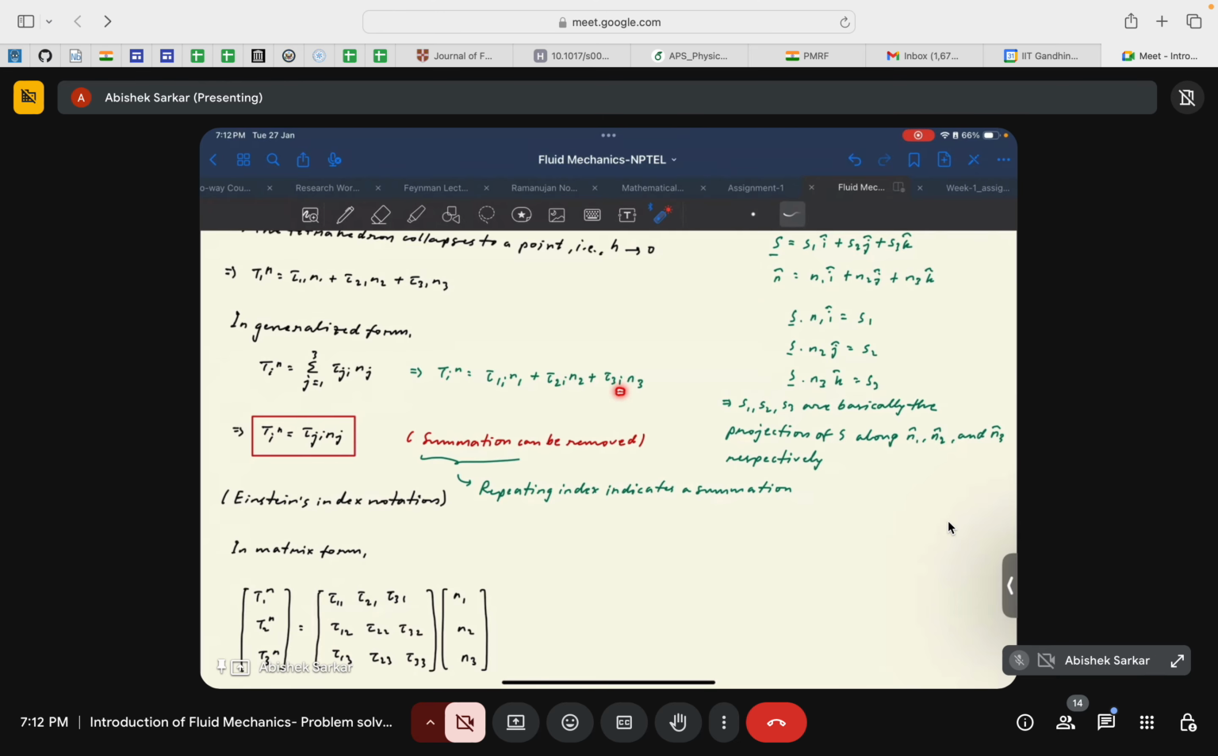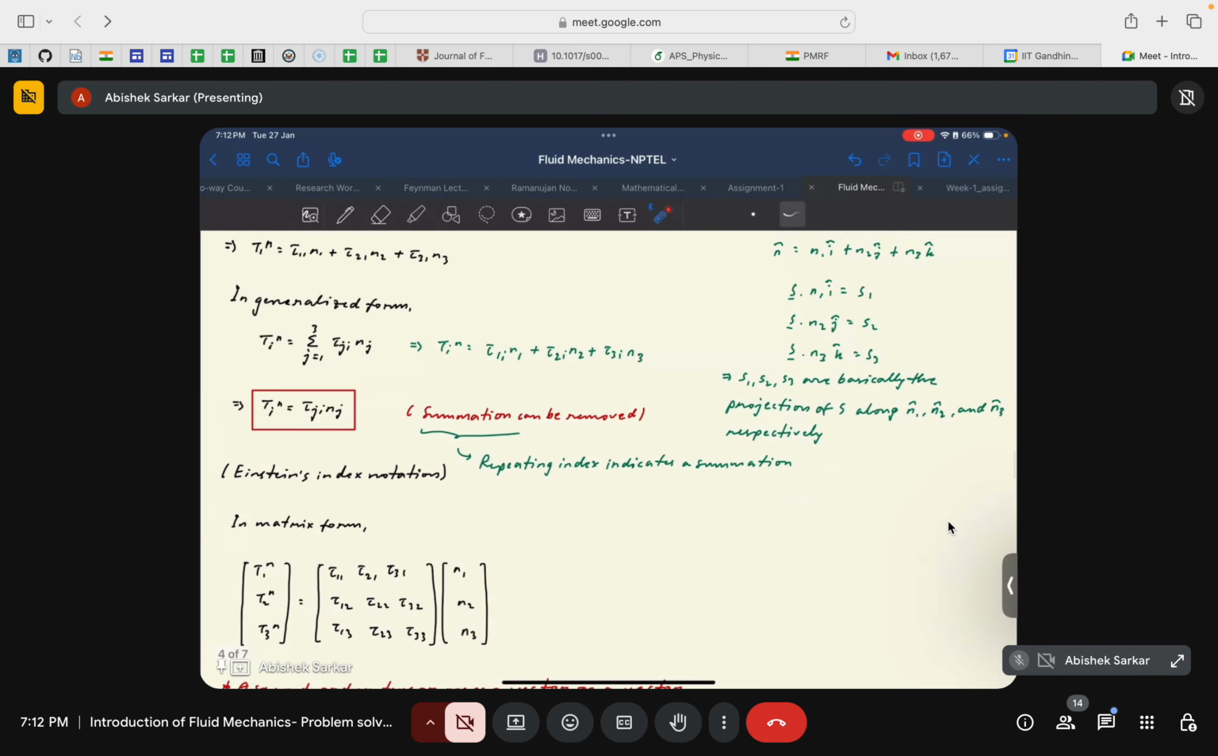Okay, if you change the index, you will get the respective component of the traction vector. If you generalize it further, you can represent this traction vector in a compact notation: T_i^n is equal to the summation over j equal to 1 to 3 of tau_ji n_j, where j is the free index. Why? Because it is being repeated.